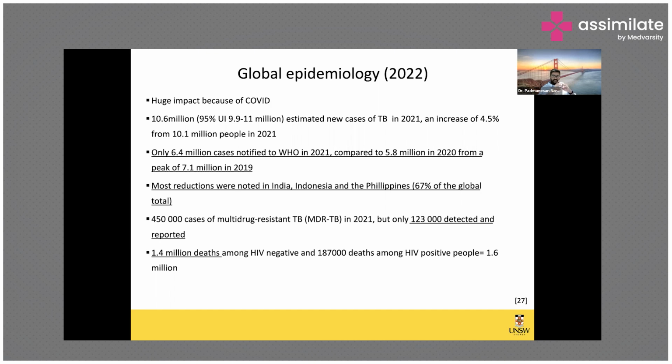And this is actually a very important thing to understand. So you have, let's say, 11 million cases occurring every year, but only 6.4 million cases actually getting notified. When I say notified, which means they are actually coming into the system and they're getting treated. So just for an understanding purpose, let's say there are 12 million cases and only 6 million are getting notified.